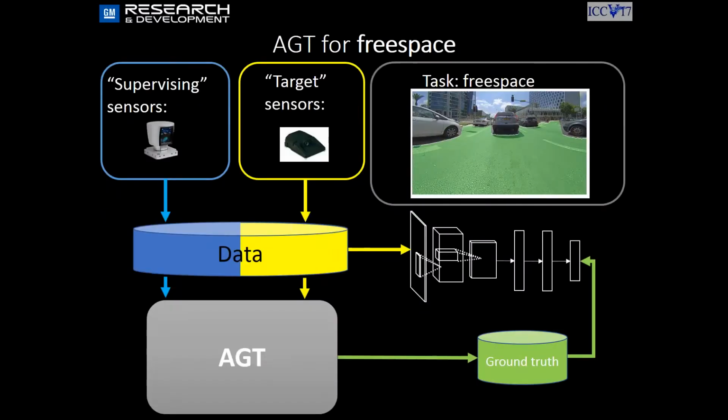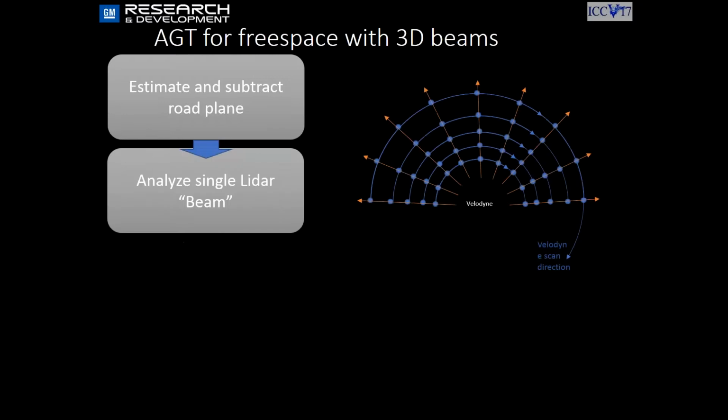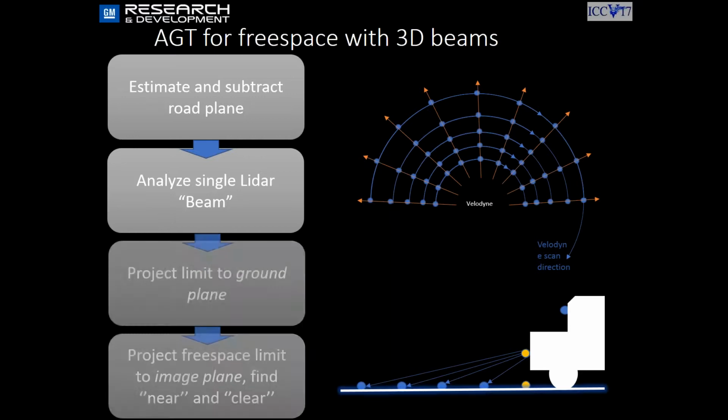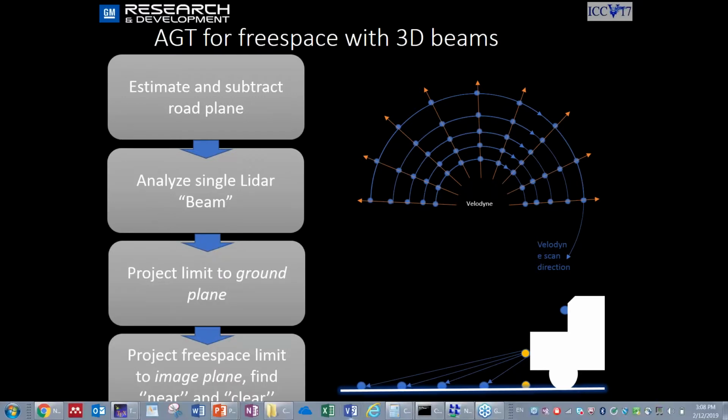And finally, we did free space, which is similar to road segmentation. For this, we developed an entirely new automated ground truth, which analyzes each beam of the LiDAR and tries to characterize when the beam of the LiDAR leaves the free space and touches an obstacle.